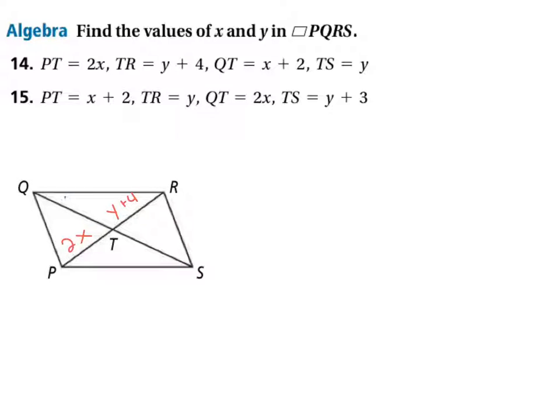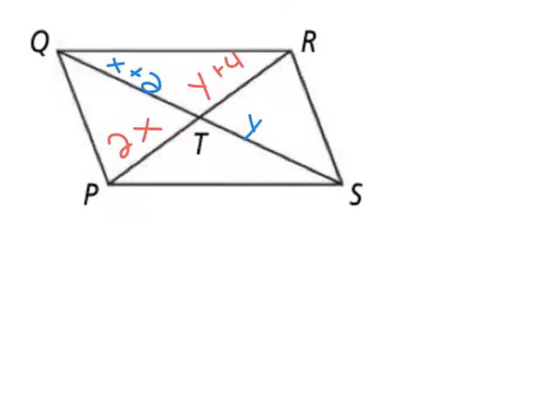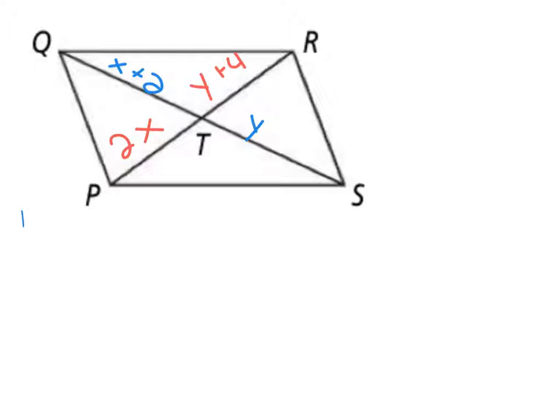But we also know that QT is equal to x plus 2 and TS is equal to y. And because we have two separate equations, we are actually able to use systems of equations to solve. So let me write this first one out. I'm going to zoom this in a little bit so I can write a little bit smaller when we shrink it out. And let's say that this is for 14.